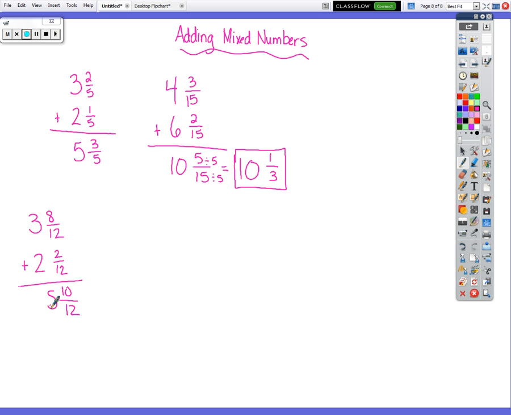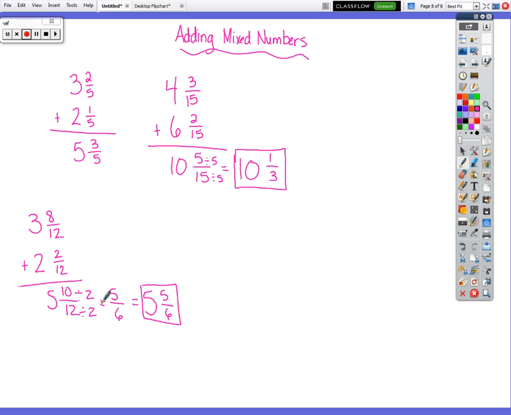Is this in simplest form? Hopefully you said no, because both 10 and 12 are even numbers, so they can both be divided by 2. So 10 divided by 2 is 5. 12 divided by 2 is 6. So 10/12 equals 5/6. So my final answer is going to be 5 5/6. And don't forget to square your answers, because if I see all this, I'm not going to know what your final answer is.